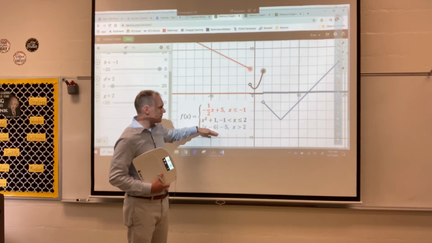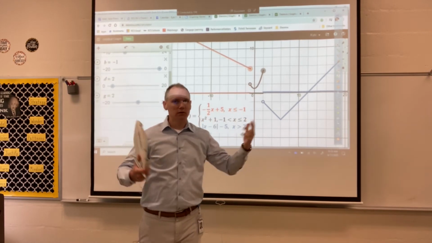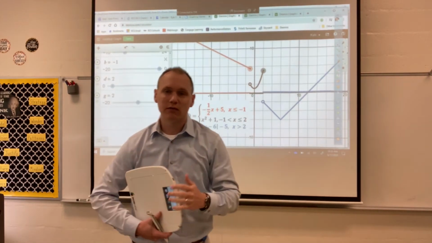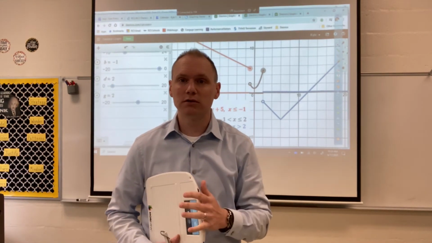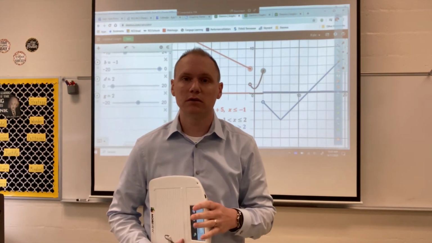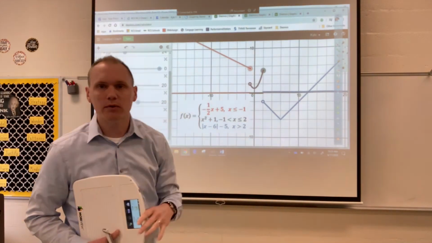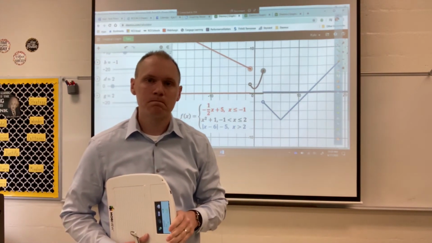You can have however many pieces you want. In this case, we have 3 different pieces, but you can have 10 pieces, 20 pieces. In fact, there are certain functions called step functions that have an infinite number of pieces. They're not all written out like that, but there are an infinite number of pieces.